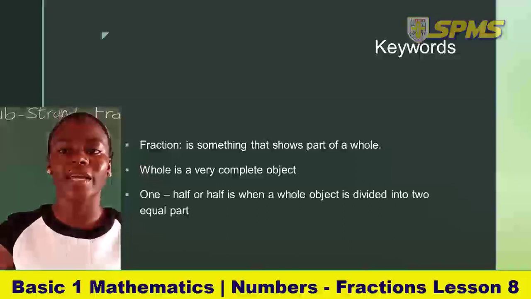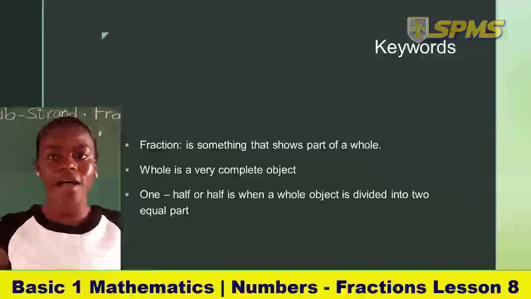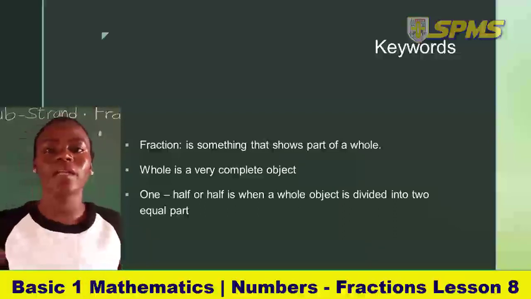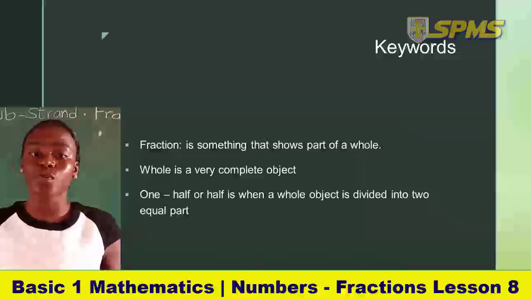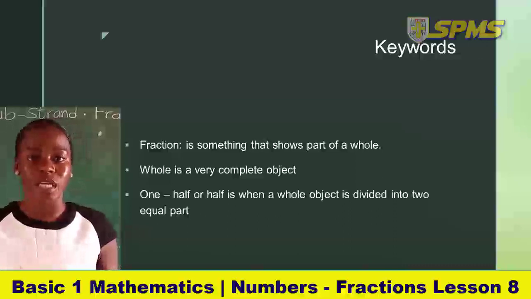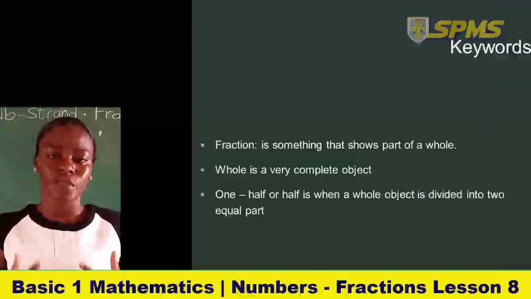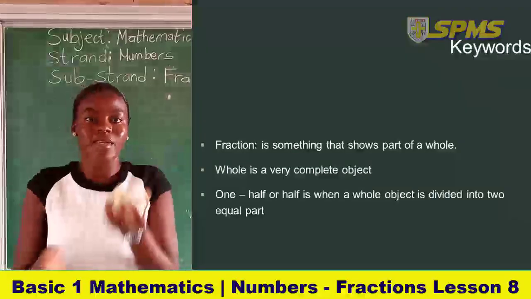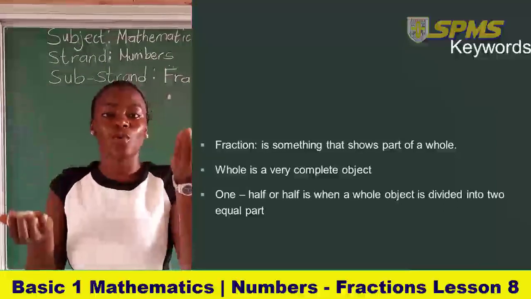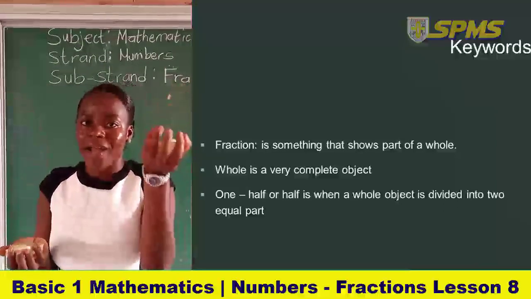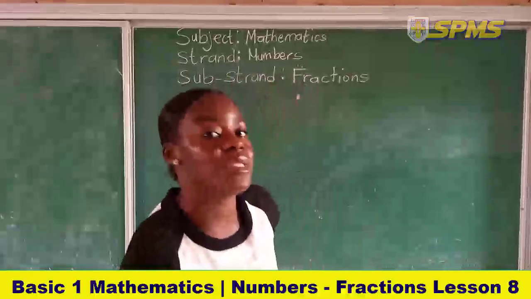The next keyword is 1/2. 1/2 or half. Half is when a whole object is divided into two. So if I have a whole object and it is divided into two, we call it what? Half. So this is my whole, right? When I split it into two, each part is called half, 1/2. Good. Now let's look at the symbol we use to represent half.